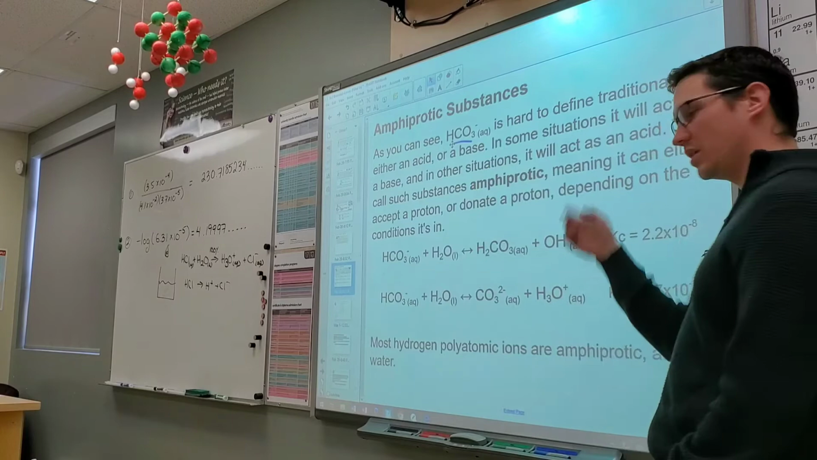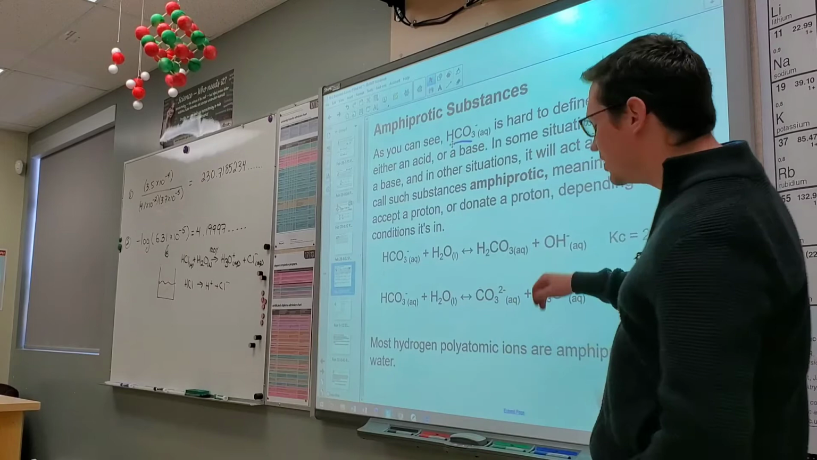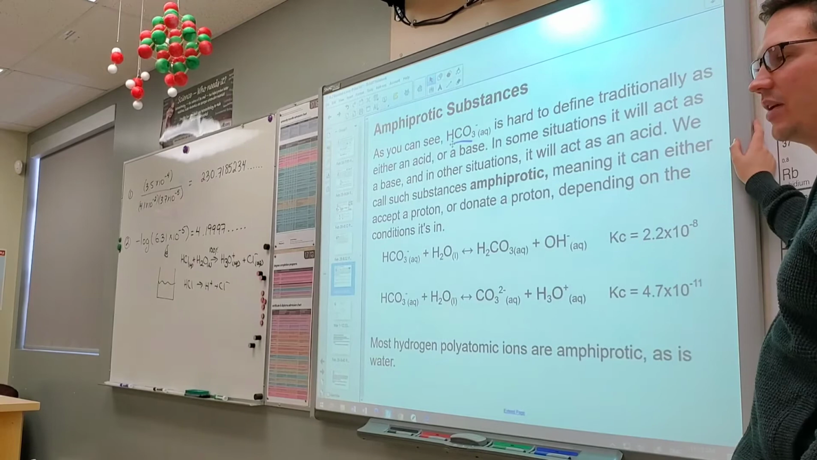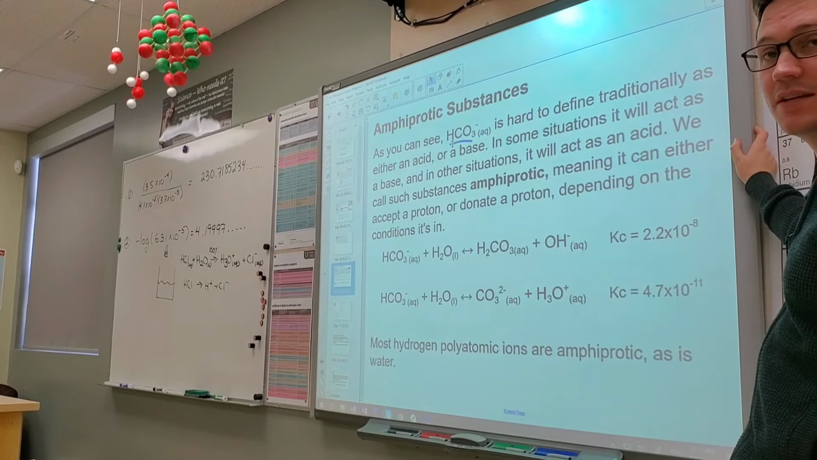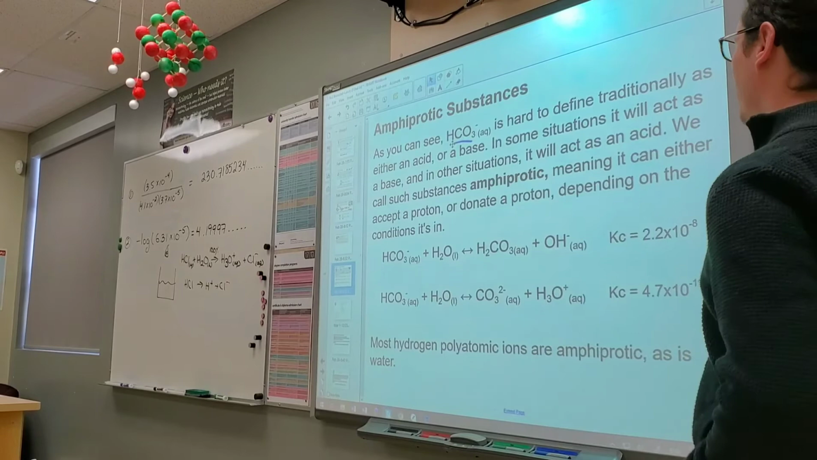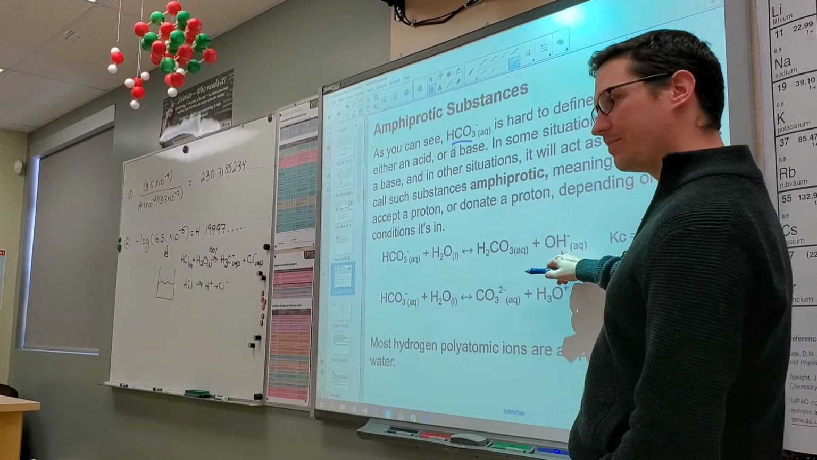So HCO3 can react with water and make hydroxide. Look at the Kc for this reaction, right? This is an equilibrium. It can go both ways. Is this products favored or is this reactants favored? This is like big time reactants favored, right? Times 10 to the negative 8. So that's 0.00000022 is what we're saying. Okay, that's big time reactants favored. So sometimes it can act as a base, sometimes it can act as an acid, okay?